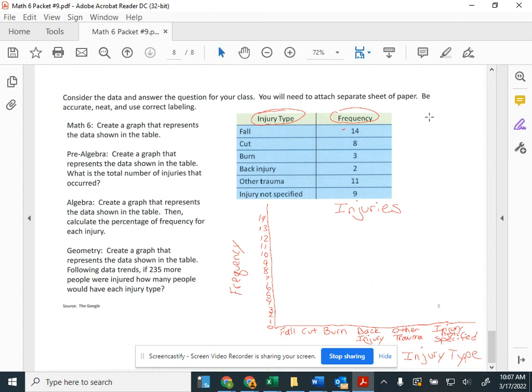With that, we are done going through our packet, and we're going to have time to work on this packet. And if you have any questions, you can come ask me.